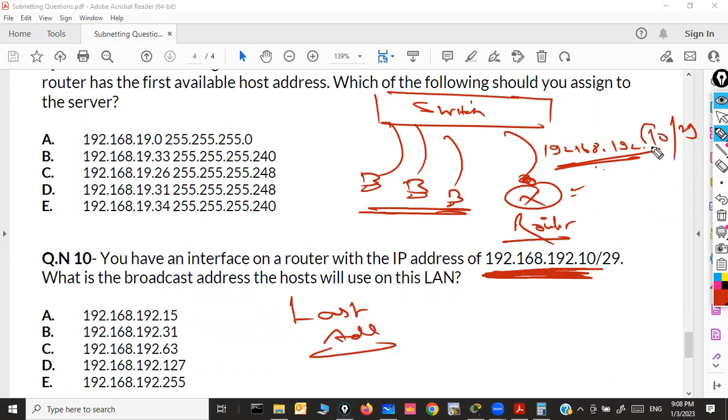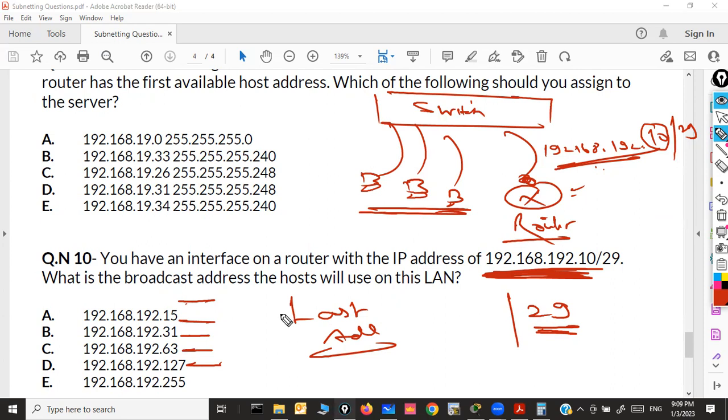And even this 10 is not the subnet address. 10 is just one of the IP addresses of the subnet. So first we'll have to do the computation, keeping in mind that the mask is /29. Looking at the CIDR number, we have to find the subnet address, range of IPs, and broadcast address.